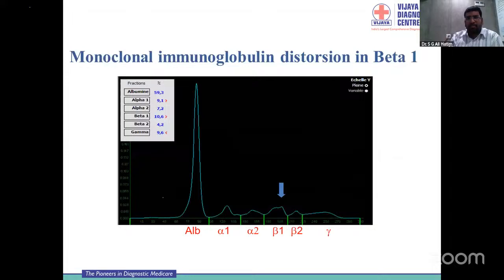So this is one case where monoclonal immunoglobulin is seen in the beta 1 region. All the other fractions look normal, but there is some distortion in the beta 1 region. This can be a monoclonal immunoglobulin or an interference also. To differentiate between interference and a monoclonal peak, we need to run the sample for immunofixation or immunotyping.